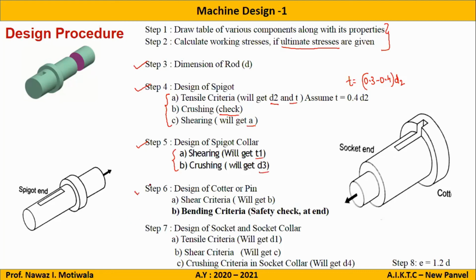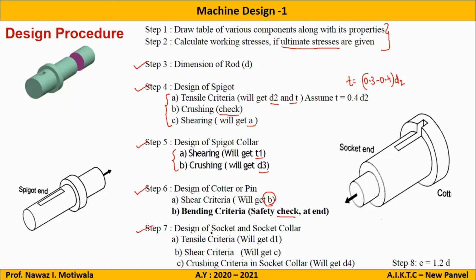Then we will go for the design of pin. From the shear criteria we will get the mean thickness B, and with the bending criteria we will check the safety. It's given that we check safety at the end. That's your choice. If you want, you can check it at this particular point also, and you can also check it at the end part.